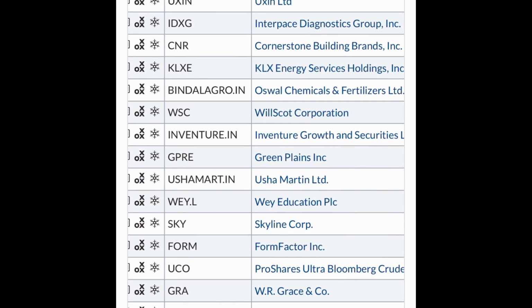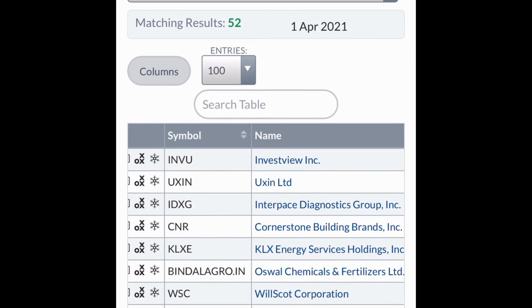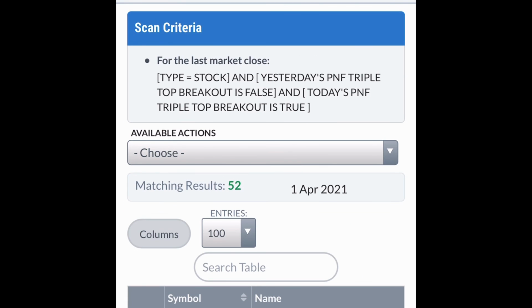But overall, this is a really helpful scan to find breakouts, just like the others, right? There's a bunch of different ways to find breakouts, but what's most important is that you're using the right strategy that works best for you. So that concludes the breakout and consolidation series.